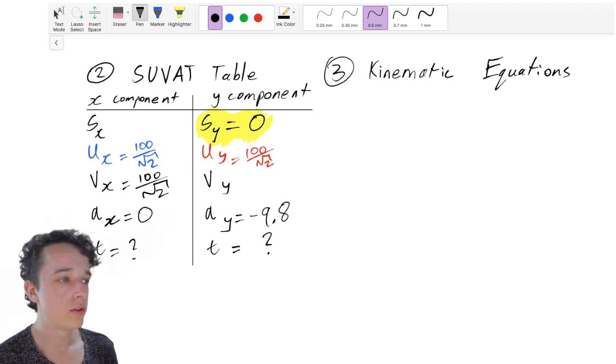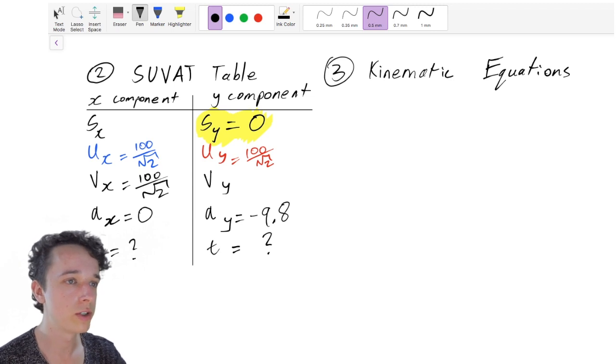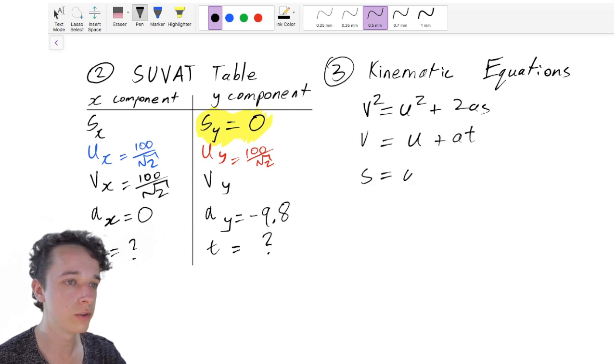Okay, so now onto our kinematic equations. V squared equals u squared plus 2as. V equals u plus at. And s equals ut plus half at squared.